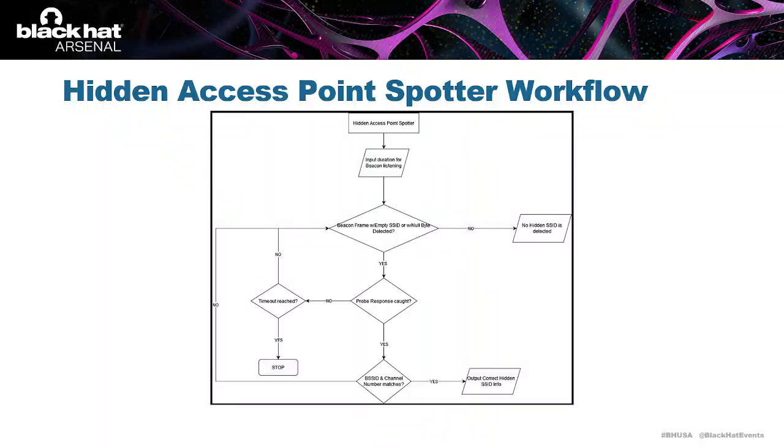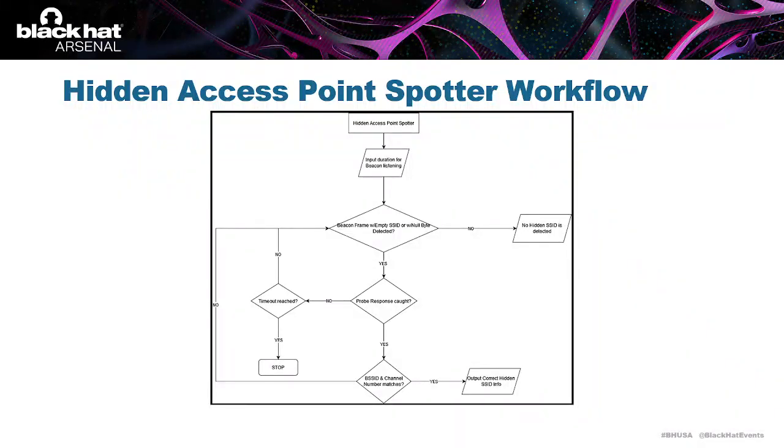Next thing we need to see is the hidden access point spotter workflow, and this is the second module in this tool. So when you select this module, the program firstly asks you to input a time interval to listen to the beacon frames in the area, and when you input that, the program starts to sniff the beacon frames with an empty SSID value or beacon frames with null bytes inside its SSID field.